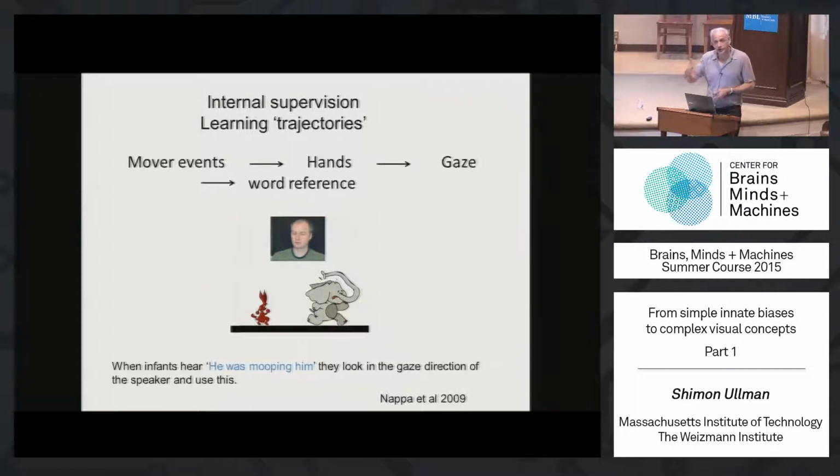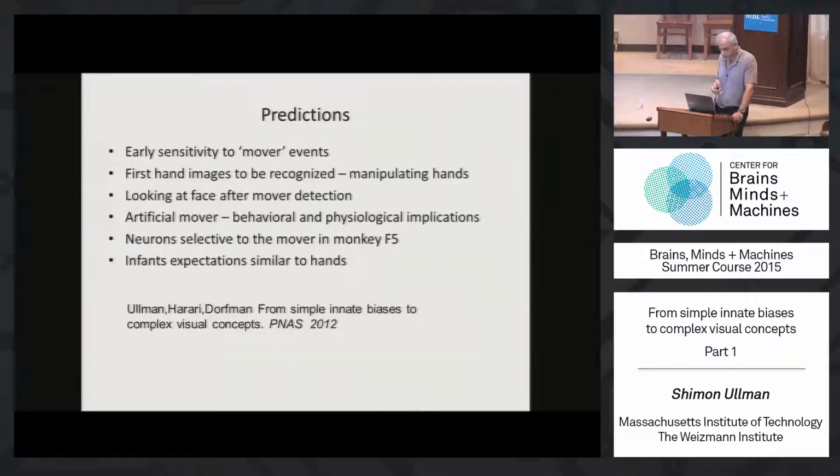So you can see a nice progression, starting with very low level internal guiding signals of, say, moving pixels that can tell you about hands and about direction of gaze, and then direction of gaze helps you to disambiguate the reference of words. So these are trajectories of internal supervision that can help you learn to deal with the world.